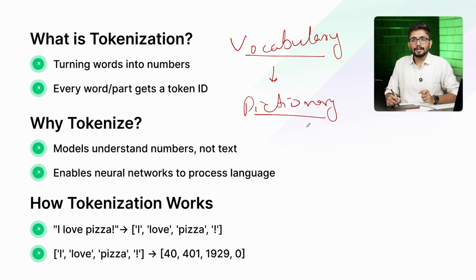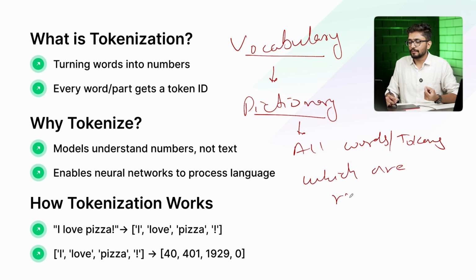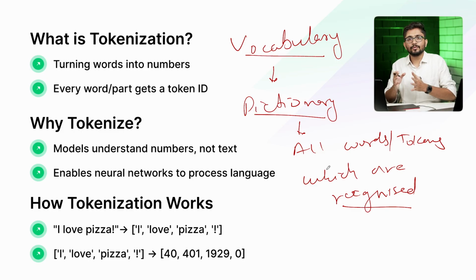This dictionary is created by a large language model to keep track of all the words that it can recognize. So this vocabulary is nothing but a set of all the words or tokens. The technical term for this is tokens. These are all the tokens which are recognized by the large language model. And from model to model, this vocabulary will change. It's not going to remain consistent all across. It all depends on what technique of tokenization is getting used, which will determine how much of a vocabulary is going to be created by that language model.